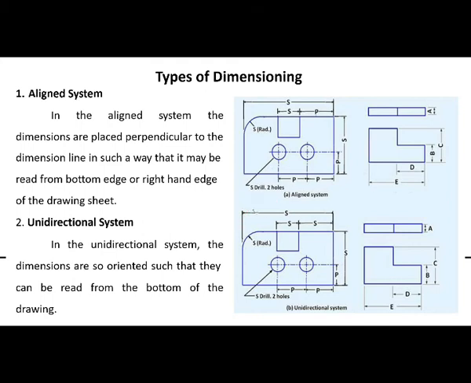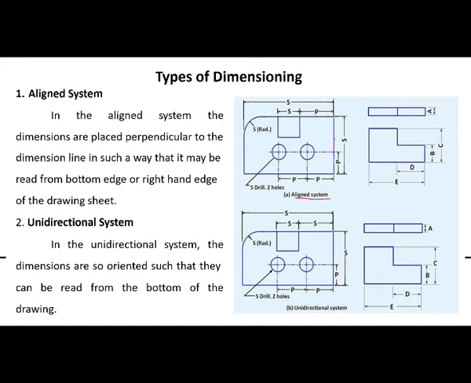Like the aligned system. In the aligned system, the dimensions are placed perpendicular to the dimension line in such a way that they may be read from the bottom edge or right-hand edge of the drawing sheet. This is called the aligned system. Like from here to here, it is given like this. So aligned to this vertical line, aligned to the horizontal line, the symbol is given like this.